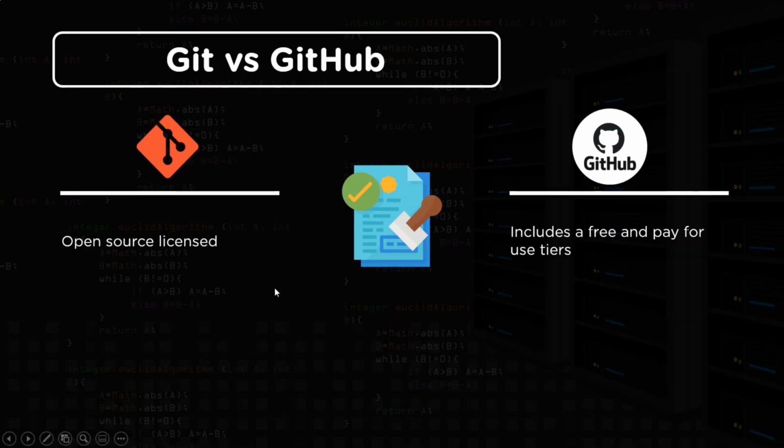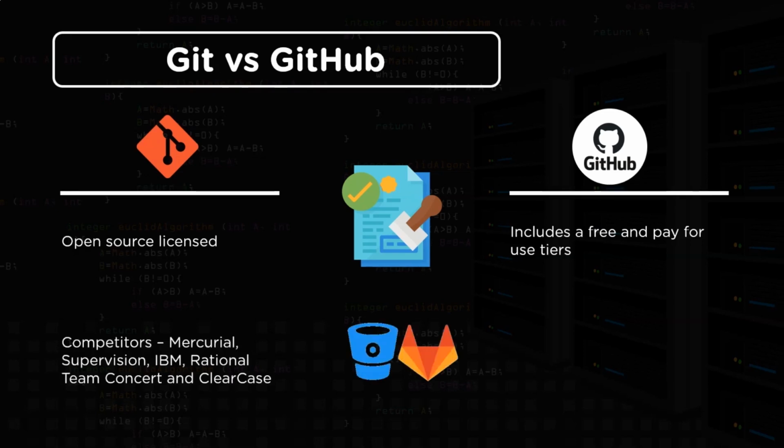In the end, let's have a look at the competitors of the two. As a competition, Git has Mercurial, Subversion, IBM Rational Team Concert, and ClearCase. While for GitHub, the competition is Bitbucket and GitLab.